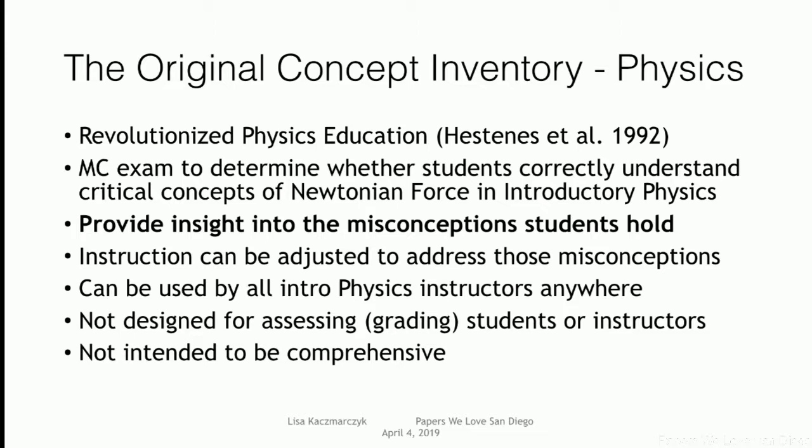So these guys, Hestenes and others, in the early 90s, published this rigorous work they had done to develop this thing called a concept inventory, which was designed to test some specific critical components of Newtonian force, not to be comprehensive of all of introductory physics, but to zero in on topics that were known to be really hard for students, and find out what their actual misconceptions were. And then you could use the information about what kinds of misconceptions your students were having to alter what you were teaching in the classroom right then and there to try and address them.